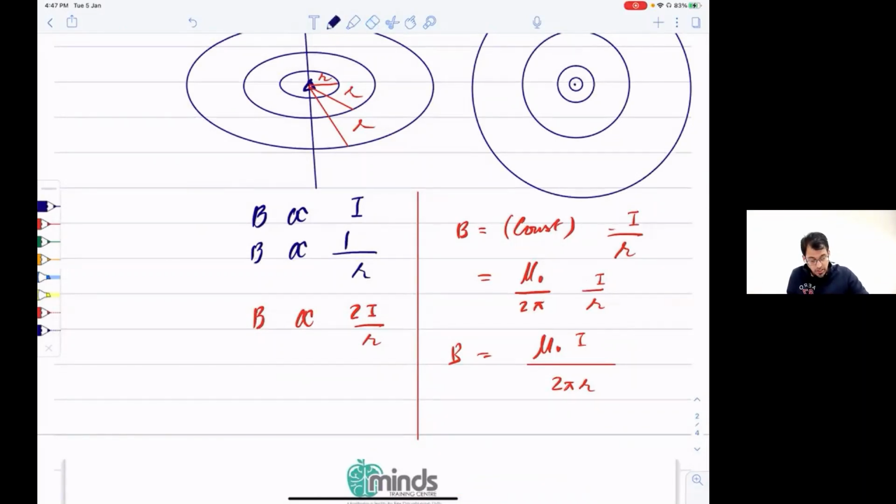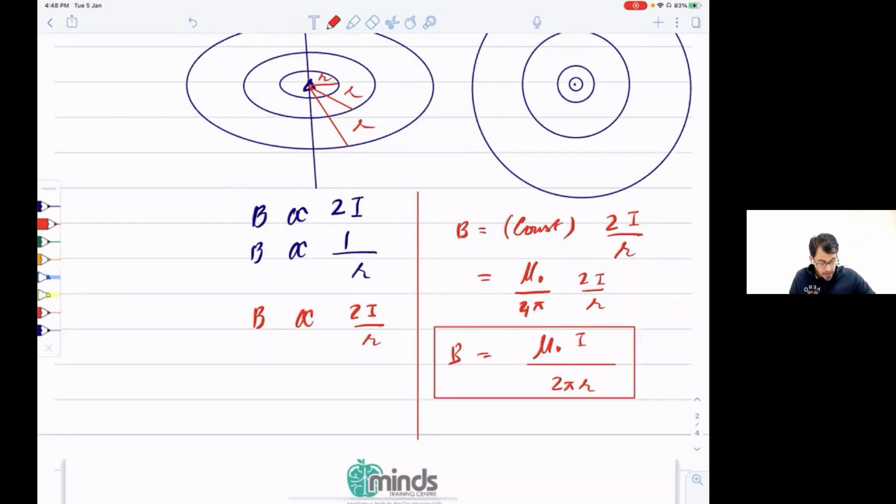Normally, this equation is written like this: B is proportional to 2I. So when we talk about the constant, we write the constant as mu naught over 4 pi. So your final result stays the same, mu naught I over 2 pi. This is the actual result. This equation is known as the Biot-Savart law.